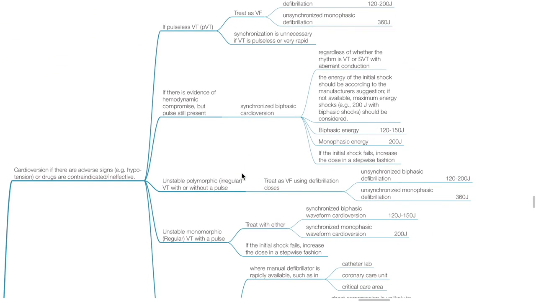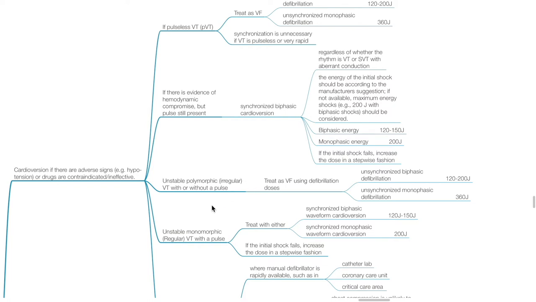If there is evidence of hemodynamic compromise but a pulse is still present, use synchronized biphasic cardioversion regardless of whether the rhythm is VT or SVT with aberrant conduction. The energy of the initial shock should be according to the manufacturer's suggestion. If not available, maximum energy shocks should be considered. Biphasic energy 120 to 150 joules and monophasic energy 200 joules is typical. If the initial shock fails, increase the dose in a stepwise fashion.